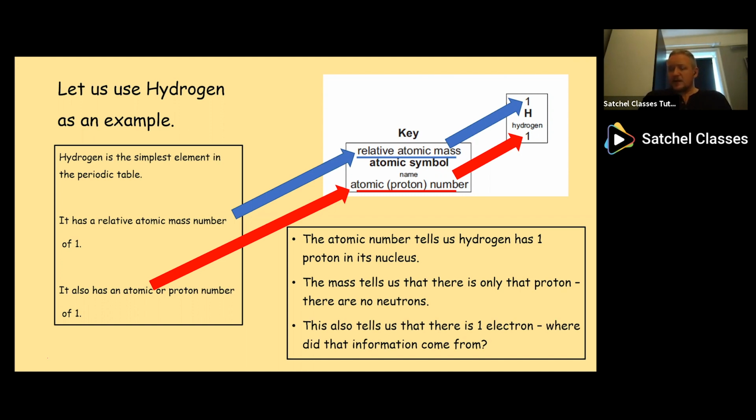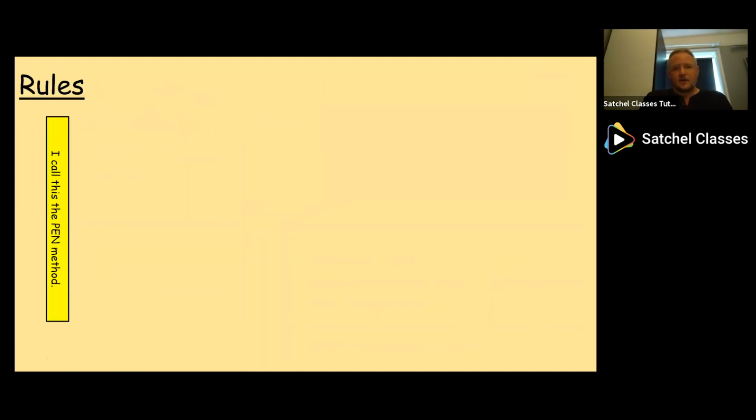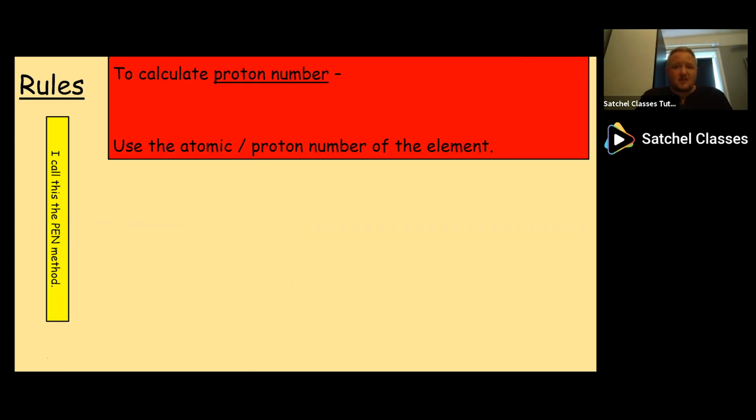This did also tell us that there is 1 electron, but where did that information come from? Well, let's take another look. I call this the pen method. You may have been taught something similar by your teacher in school, or you may have seen something on the internet. To calculate the proton number, dead easy: atomic or proton number of the element. That's my P part for my pen method.